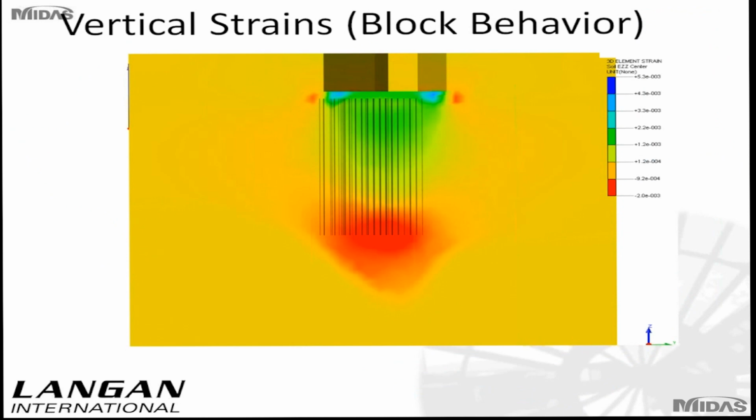This is a cross-section plot that shows vertical strains, and it's typical of a block behavior where all the piles are closely spaced together and the whole foundation acts as a block. The loads are transferred below the pile tips, and you can see that below the pile tips you have this concentration of strains.